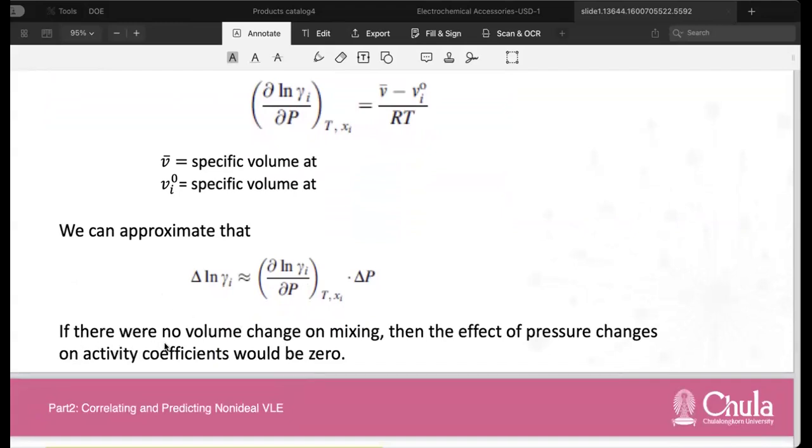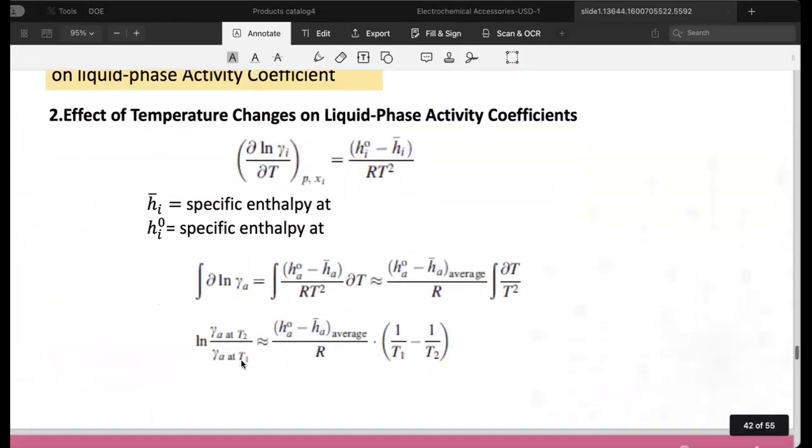If there were no volume change on mixing, then the effect of pressure change on activity coefficients would be zero. And the same for this one, we can approximate this term, the delta of the log gamma, by integrating this term. You move delta T to the right-hand side and then integrate it: log gamma A at T2 over log gamma A at T1, approximated by this average times 1 over T1 minus 1 over T2.